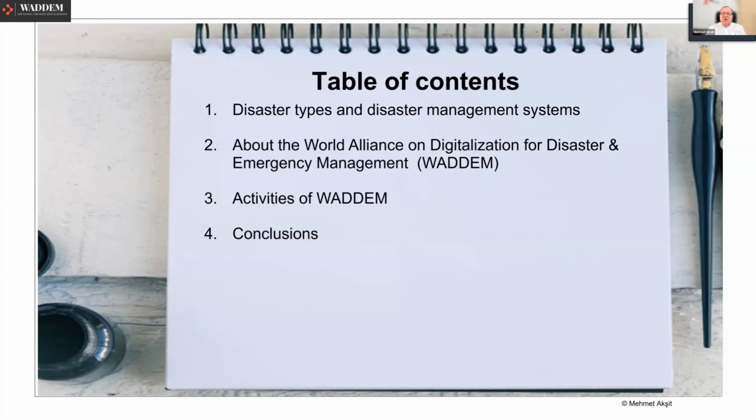This is the table of contents. First, we will talk about disaster types and disaster management system in general. Then I will give information about the alliance, in short, WADDEM, and the activities of WADDEM. Then I will also give the conclusions in the end.